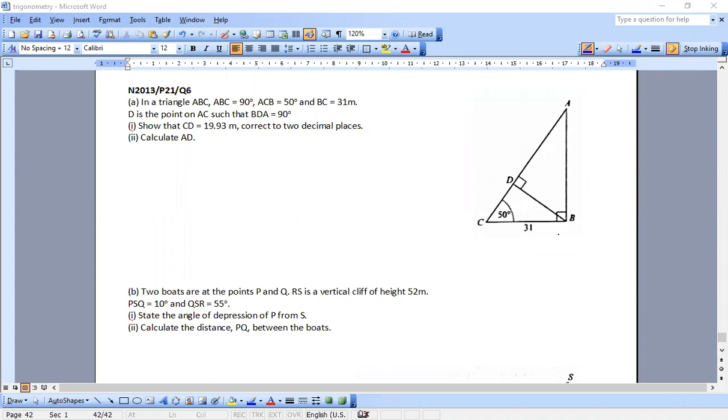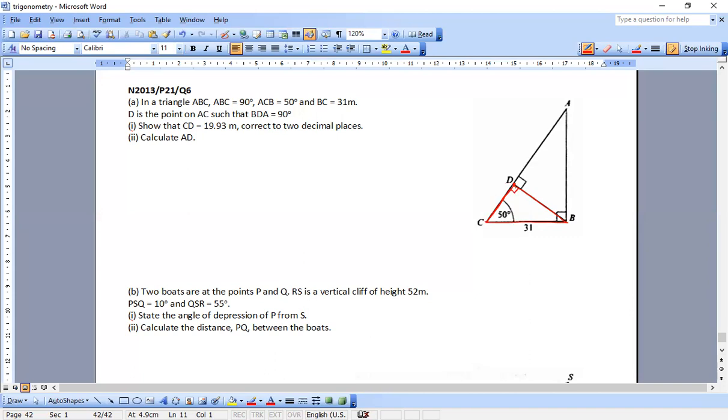Okay, in easier words, we have to find out the length of CD and we have to ensure that this value is going to be 19.93 up to two decimal places. So we have to find out this side. Let's consider this triangle. This triangle is again a right angle triangle.